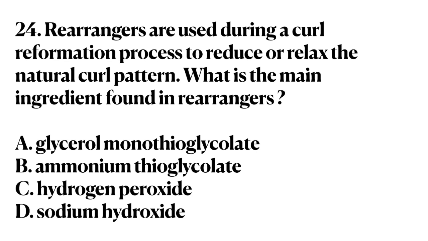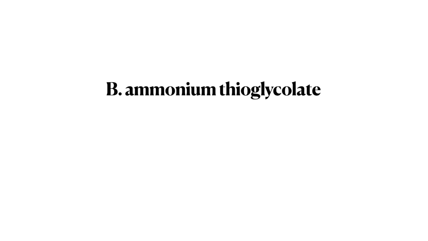Number 24. Rearrangers are used during a curl reformation process to reduce or relax the natural curl pattern. What is the main ingredient found in rearrangers? Is it A. glycerol monothioglycolate, B. ammonium thioglycolate, C. hydrogen peroxide, D. sodium hydroxide? The answer is B. ammonium thioglycolate.